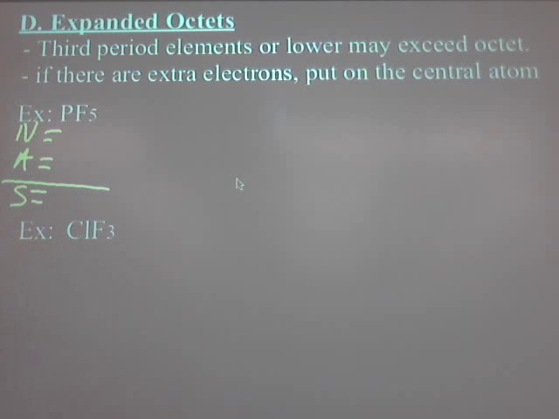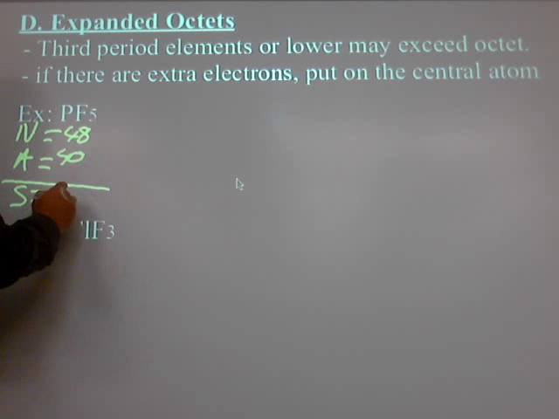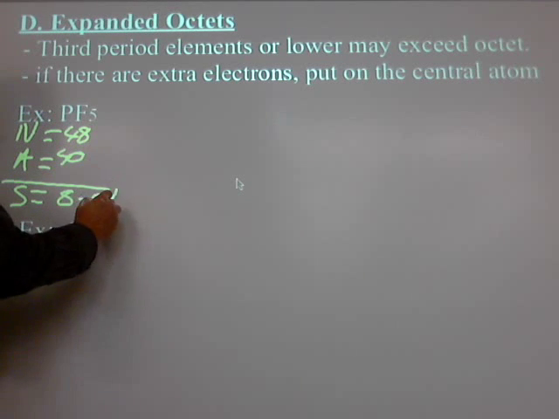But you should know, it says they're not completely excluded. So, my needed: 5, 6, 6 total atoms, 6 times 8 is 48. For available, each F has 7, and 7 times 5 is 35. Plus P, which is group 5, so 5, 40. So you have a total of 8 shared, which means 4 bonds.